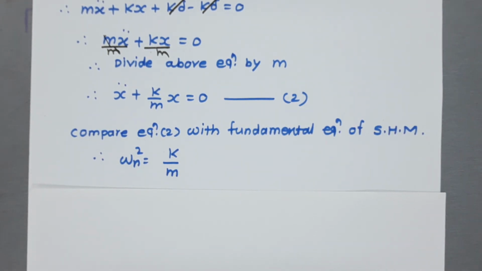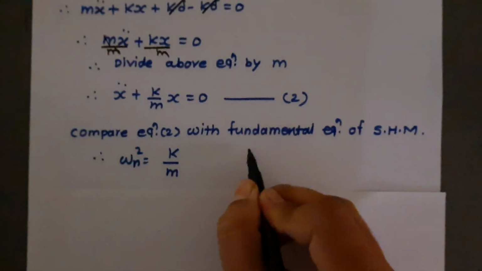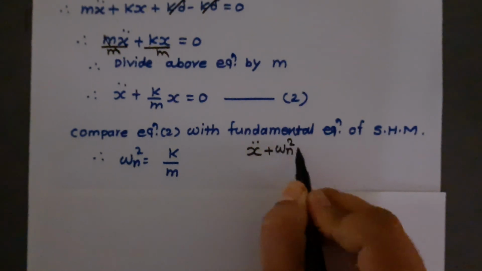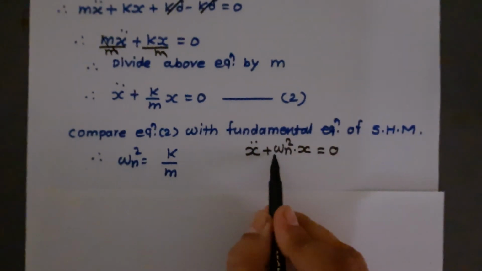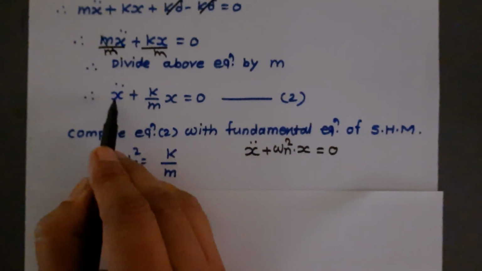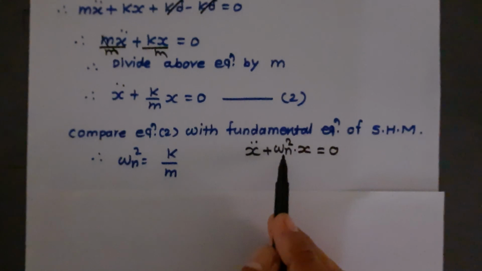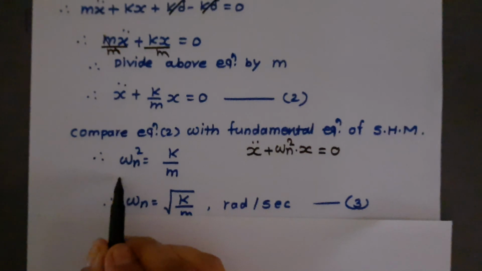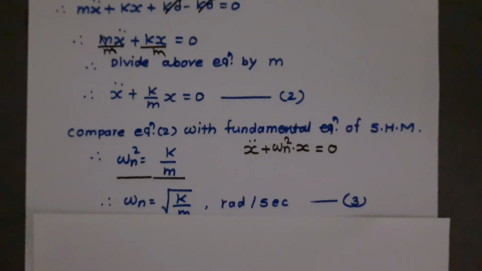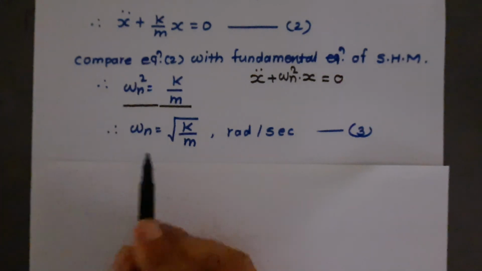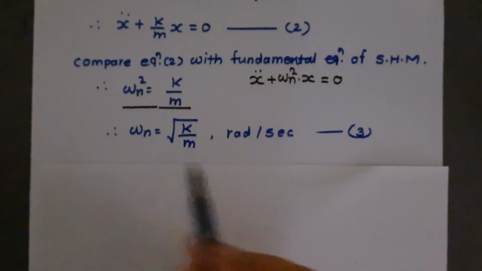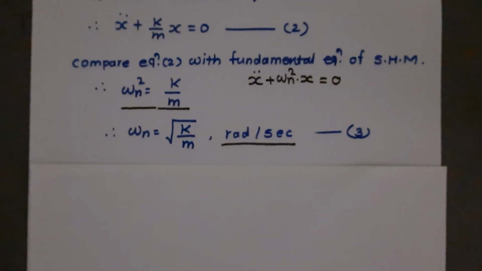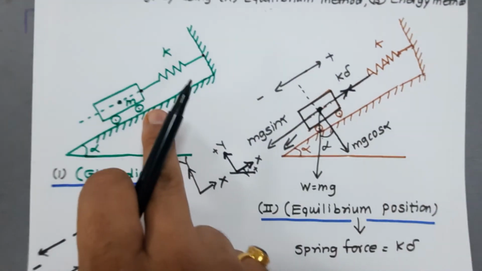Which equation will we consider here? We are going to consider the fundamental equation of simple harmonic motion as x double dot plus omega n square into x is equal to 0. Compare this equation and this equation. Here x double dot and x are the same, so omega n square is equal to k upon m. Now after solving this, omega n is equal to under root k upon m, and the unit is radian per second. Dear friends, this is equation number 3. This is the circular natural frequency equation for the given system.